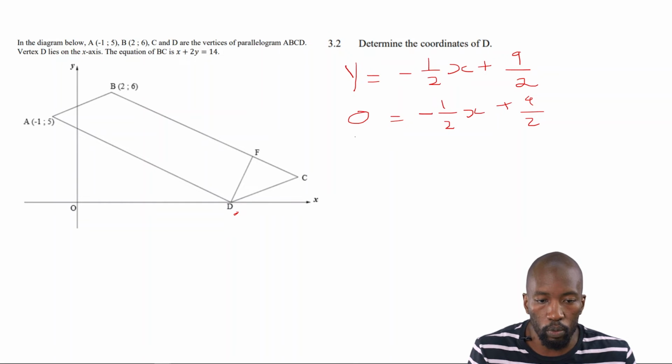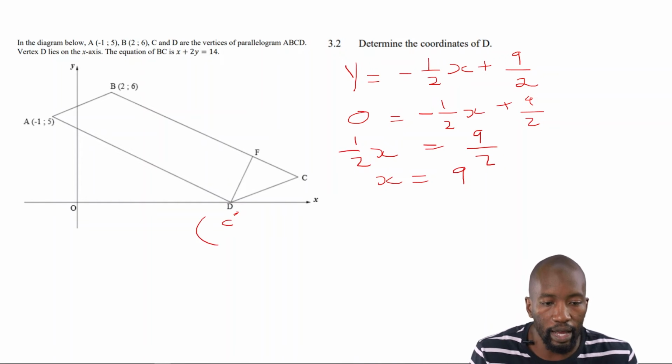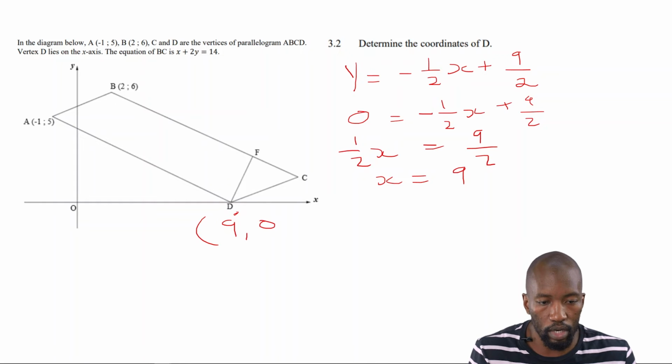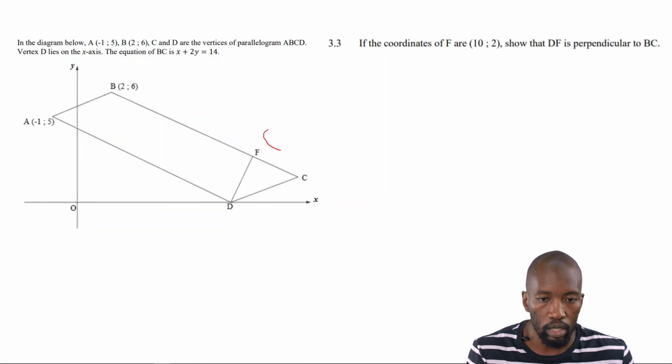This is going to be 1 over 2x is equal to 9 over 2. Multiply both sides by 2, so x is just 9. So we know that the coordinates of D are 9 and 0. And that's it for 3.2. Now let's carry on. Now they're saying if the coordinates of F are 10 and 0. So let's just put those in. 10, sorry, not 10 and 0, but 10 and 2.